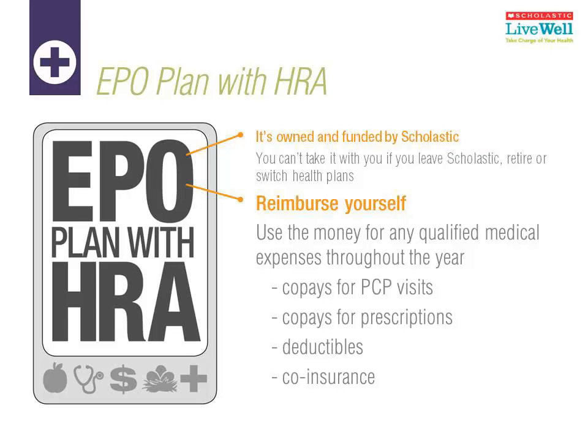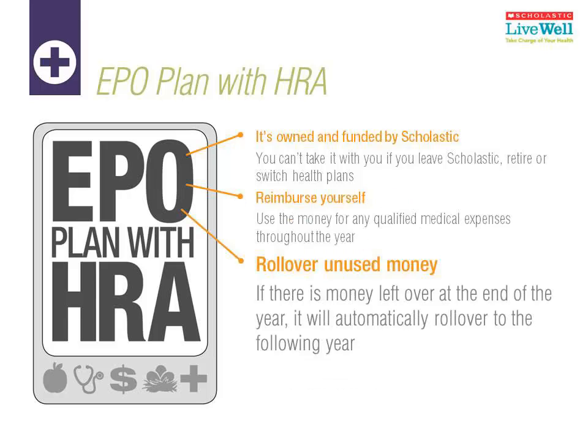But you can use the money to pay for any of your qualified medical expenses, like copays for PCP visits, prescription medication, and other services that count toward your deductible. In fact, as long as you have money in your HRA, you don't have to pay anything out of pocket for your medical care. And if you have any money left over at the end of the year, it will automatically roll over to the following year as long as you remain in the EPO plan.